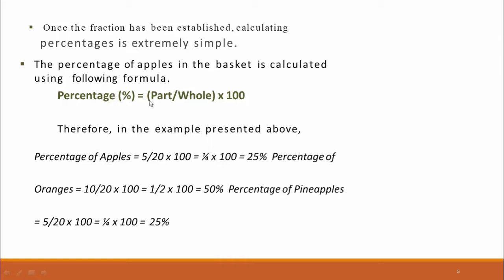When percentage and part are given, we can calculate the whole. And when percentage and whole are given, we can calculate the part. So note this formula. This is a very important formula for calculating a percentage. So therefore, in our example, the percentage of the apple: part is 5, whole total is 20, multiplied by 100. After simplification, we obtain 5 by 20 equal to 1 over 4.